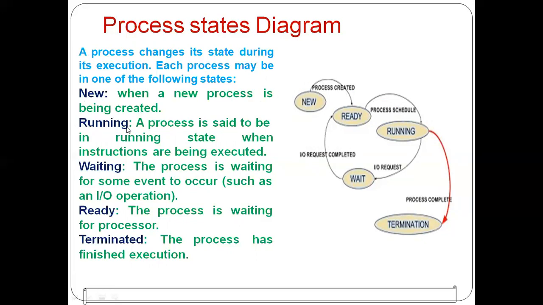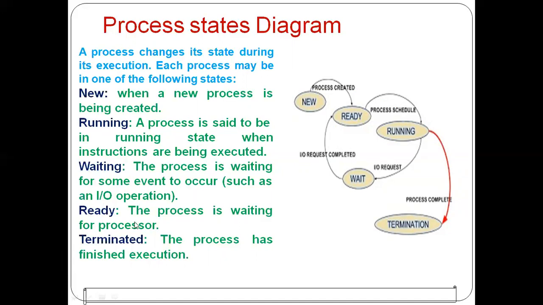Next is running. A process is said to be in the running state when instructions are being executed. And next, waiting. The process is waiting for some events to occur, such as an input-output operation.